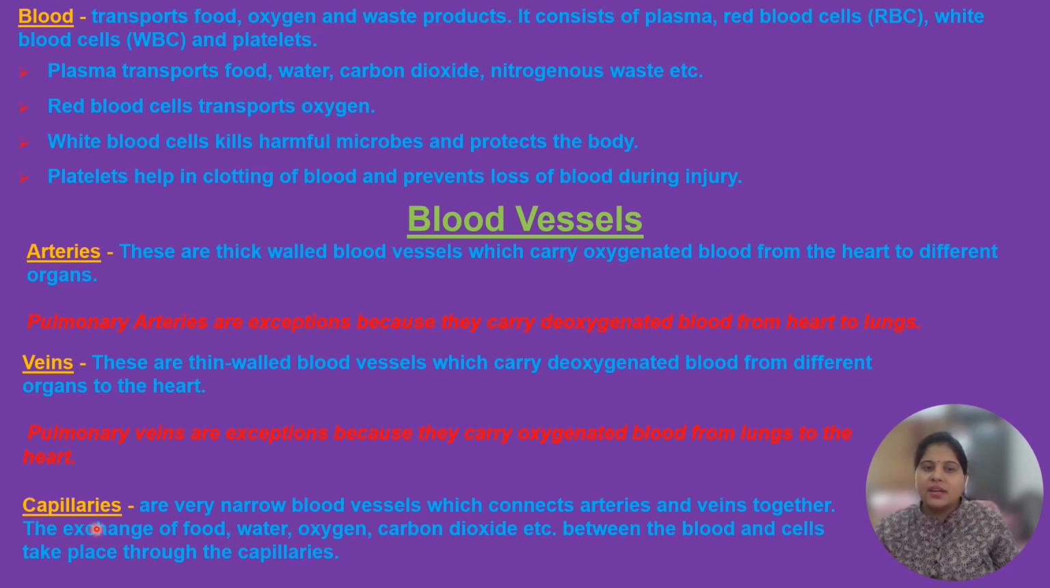The third type is capillaries. These are very narrow blood vessels, means very small blood vessels, which connect arteries and veins, and through these capillaries food, water, oxygen, carbon dioxide can be exchanged between the blood and the cell.